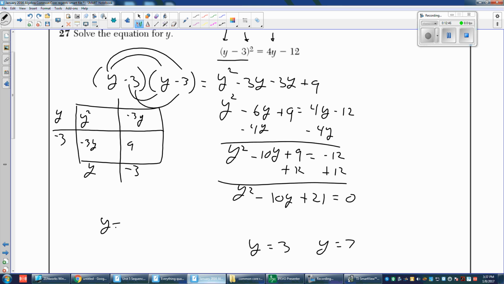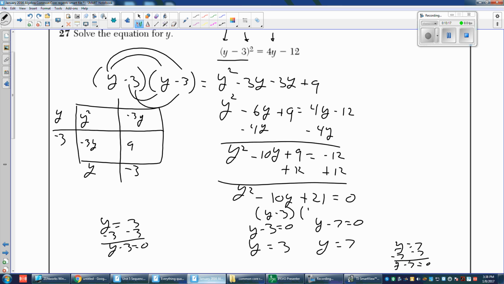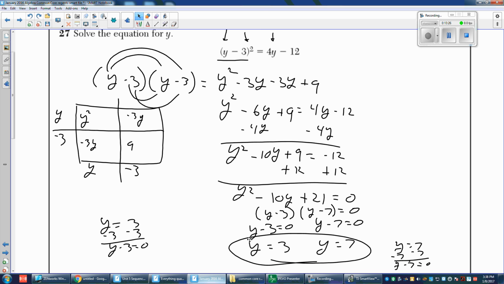And I said that it factors. So y equals 3. If we subtract 3 from both sides, we get y minus 3 equals 0. Same is true for y equaling 7. You subtract 7 from both sides, so y minus 7 equals 0. Now the product, either one of these has to be 0. y minus 3 times y minus 7, the product has to be 0. So there are our solutions: y equals 3 and y equals 7. We solved it algebraically.